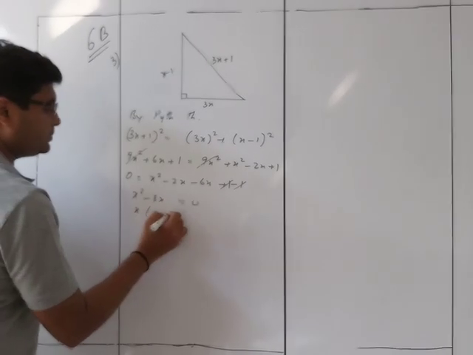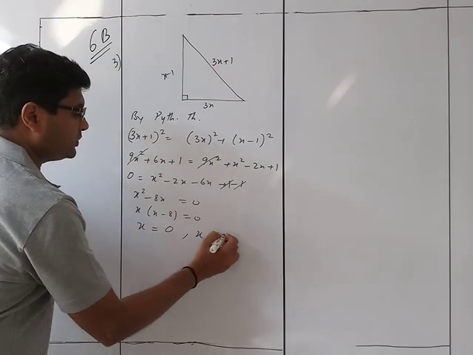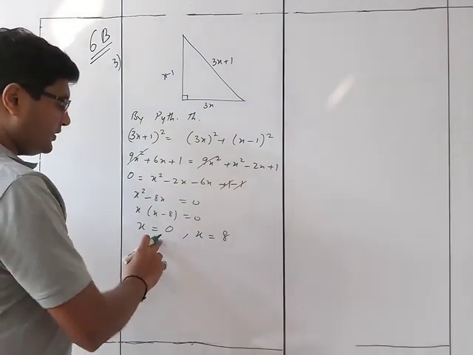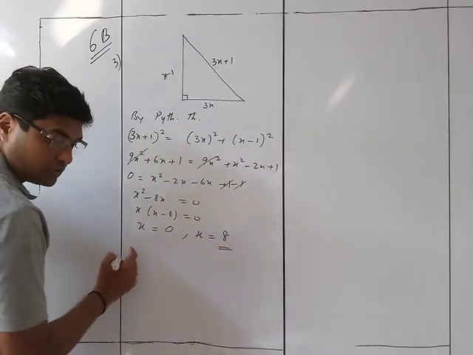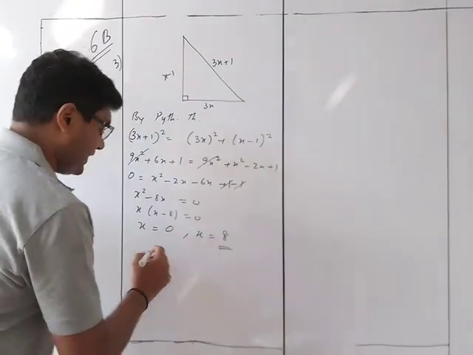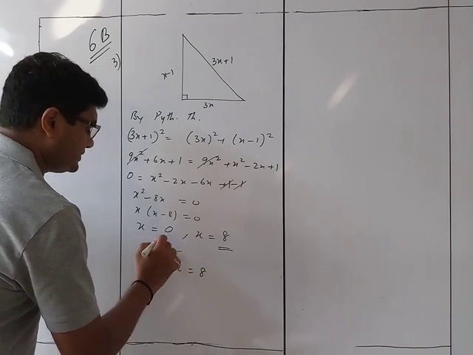So x into x minus 8 is equal to 0. So x is equal to 0 or x is equal to 8. Of course 0 is not possible. So x is equal to 8. Therefore, the first thing they have asked is the value of x. So x will be 0 or 8. Therefore x is equal to 8 because 0 is not possible.